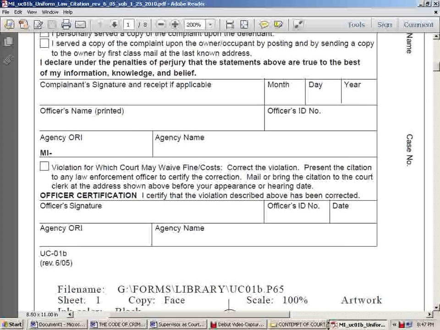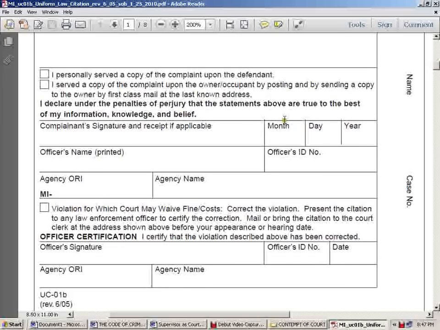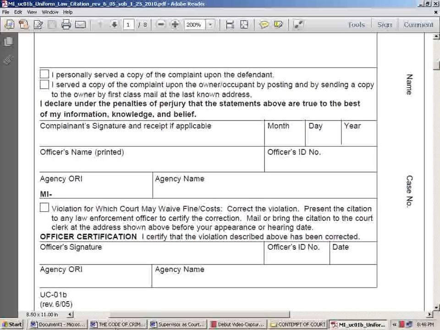Well, then it's still perjury because they put it in the court case, and now he won't sign his complaint? Just did that. Let's see here. The complaint contains the following statement immediately above the date and signature of the officer. Okay, there's the immediately above. I declare under penalty of perjury. So those are the correct words. There's the signature and there's the date. He needs to sign the frickin' form.